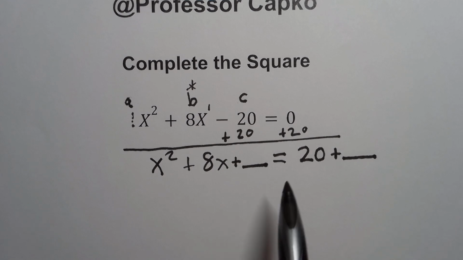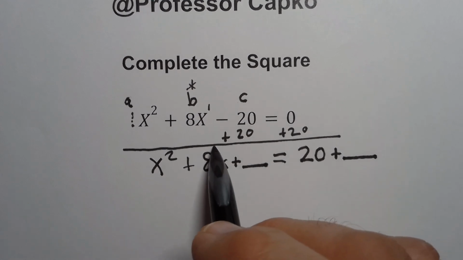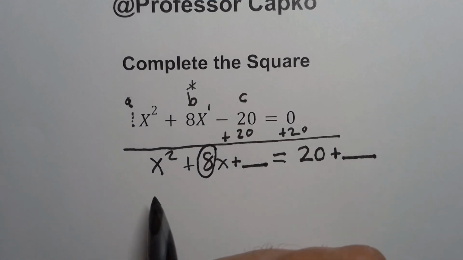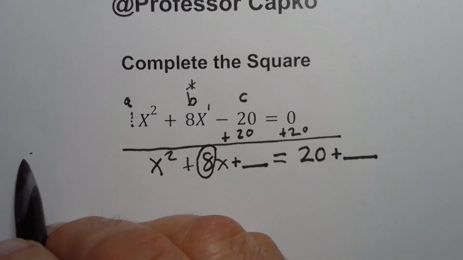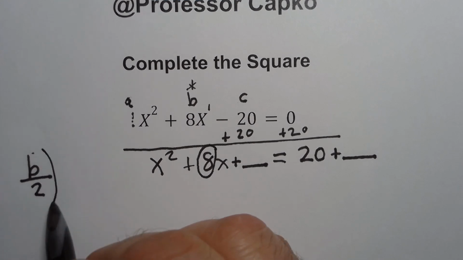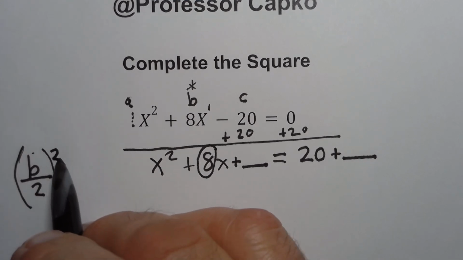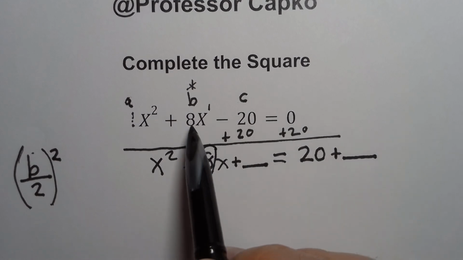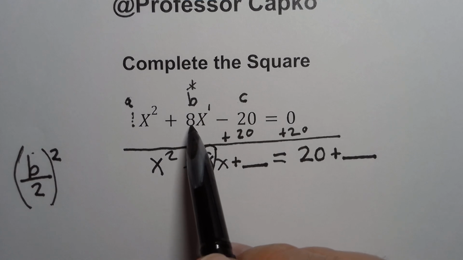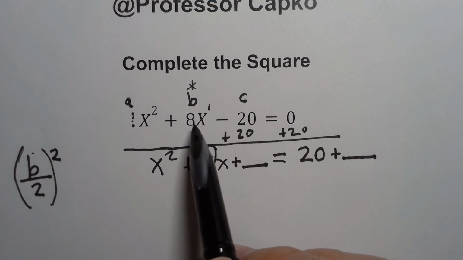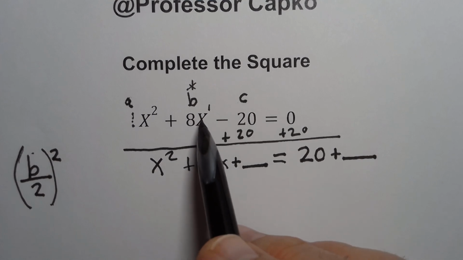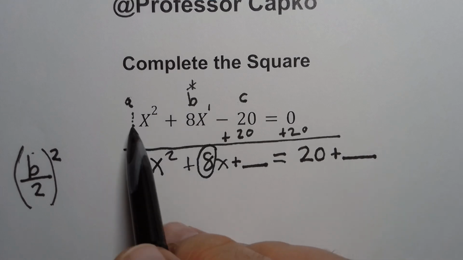What are we going to add there? Well, I'm going to show you. We're going to take this b term here, this 8. We're going to take whatever the b term is, divide it by 2, and then square it. Again, we're going to take the b term. The b term is not the x. The b term is the coefficient, which is the number in front of the x. The 8 is multiplied by the x, so whatever number is multiplied by the x. If there's not a number there, but there's an x, it would be an invisible 1.